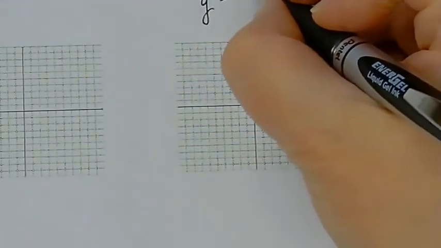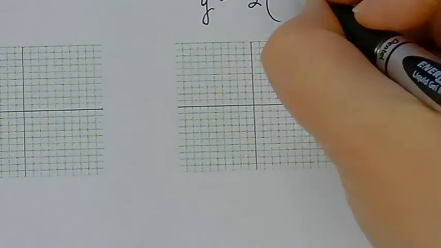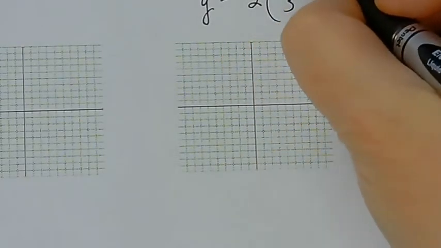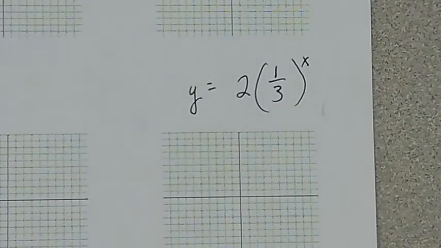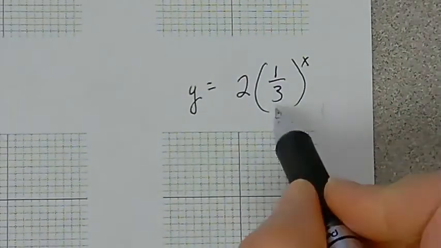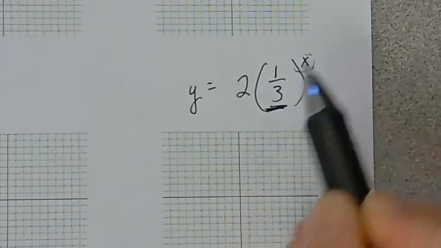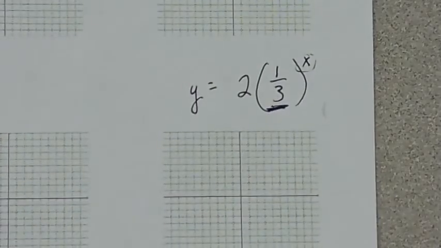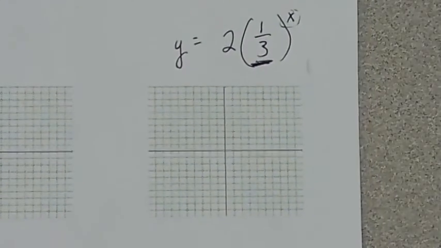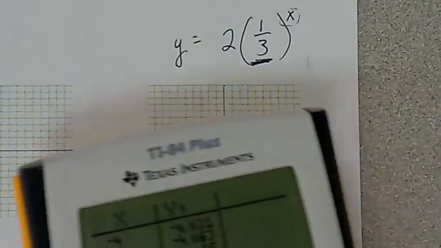y equals 1/3 to the x power. What do you notice is different about this one? I see this number that I'm taking to this power is a fraction. It's a number between 0 and 1. So this means that my graph is going to be a decay function.